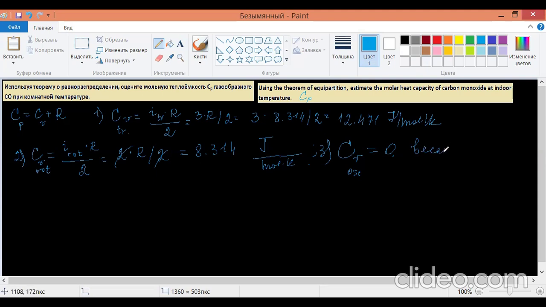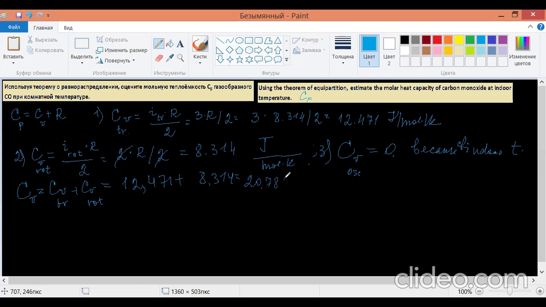Because of the indoor temperature. In other words, we can write that C sub V is equal to C sub V sub translation plus C sub V sub rotatory, and we'll plug in their values, plus 8.314, and we've got 20.785 joules per mole Kelvin, right?